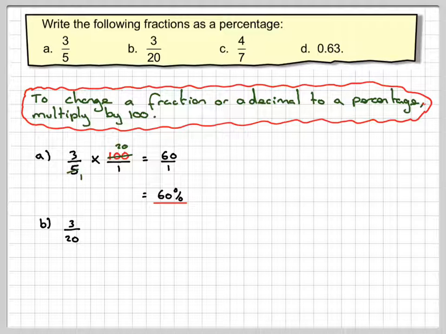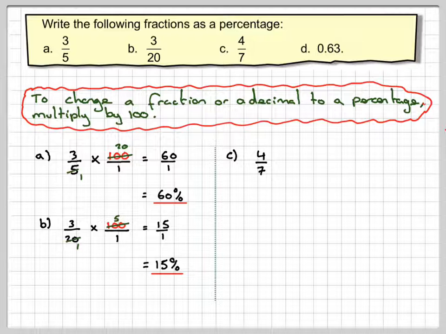3 over 20 times 100 over 1. Again, 20 goes into 20 once and into 100 5 times. 3 times 5 is 15. And then 1 times 1 is 1. 15 divided by 1 is going to make 15%.